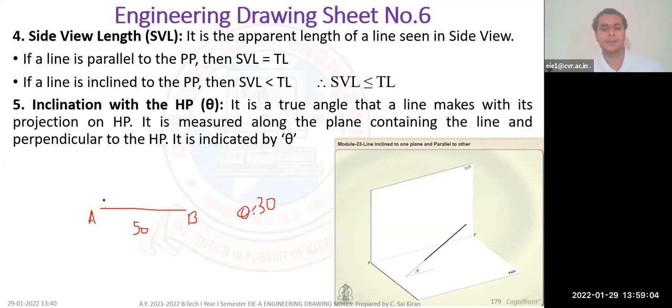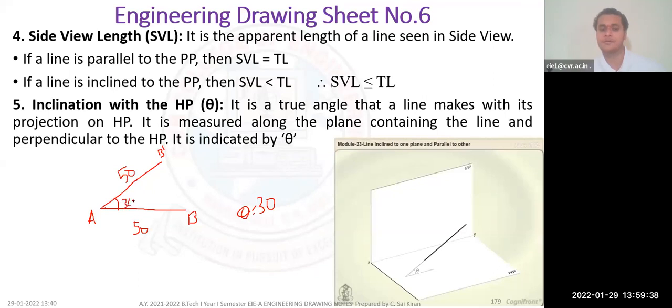So I'll keep a protractor. First I'll mark a 30 degrees line. Then I'll draw 50 mm, and I'll mark this as B dash, because I shouldn't repeat the same letters. If I give letter B, I shouldn't give letter B again, so I'll give B dash. This is 50 only and this is 50 only, but the angle of inclination is 30 degrees.